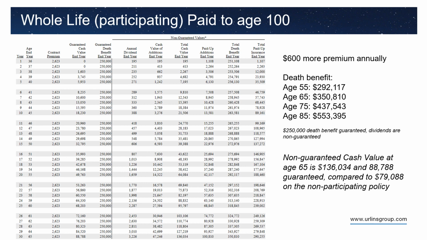So you can see the death benefit at age 55, assuming the current dividend, would be $292,117. That's adding paid-up additions, putting that back in. At age 65, the death benefit would grow to $350,810. Fast forward to age 85, $553,395. And the non-guaranteed cash value based on the dividend at age 65 is $136,034, and $88,788 is guaranteed, compared to $79,088 on the non-participating policy. So you pay a little more in, you have a little bit more benefit on a participating policy.